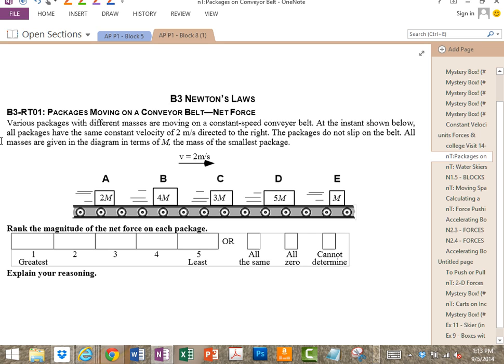Okay, and so the game is here that you're gonna rank them, like from biggest to smallest, or if you think they're all the same, then you would check that box. Or if they're all zero, you check that box. Or, and some of the time, it will give you not enough information. So if there's not enough information, then obviously it cannot be determined. Okay, so go ahead and discuss with your table partners. See if you can come up with an answer.